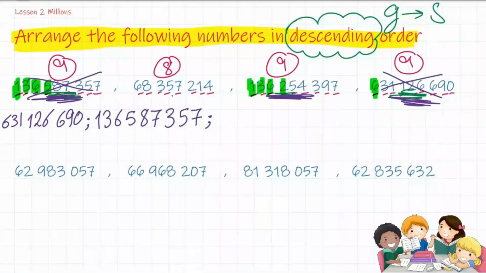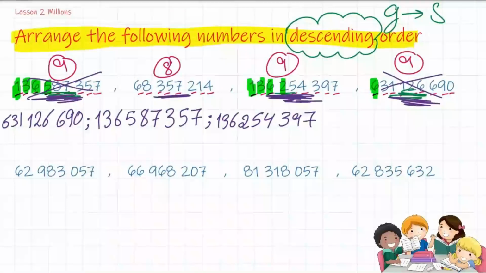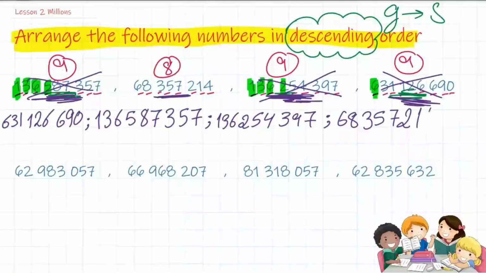And the last two numbers here, we have one has 9 digits and the other one has 8 digits. So of course 9-digit number is greater than 8-digit number. So let's write this number here, 136,254,397. Okay, let's cancel it out. And the last number is 68,357,214. Okay, let's move to the next one.